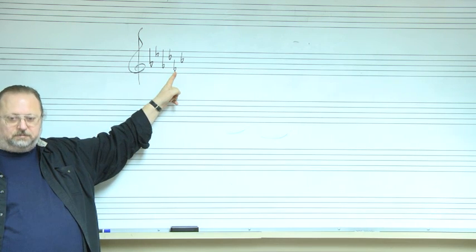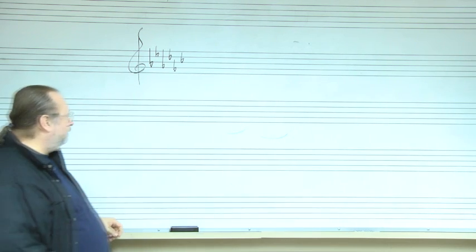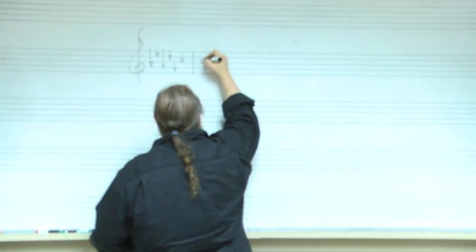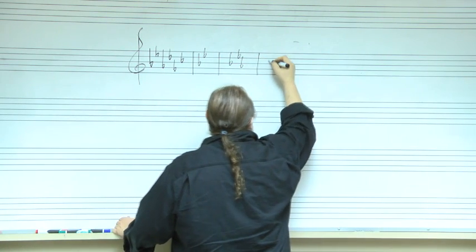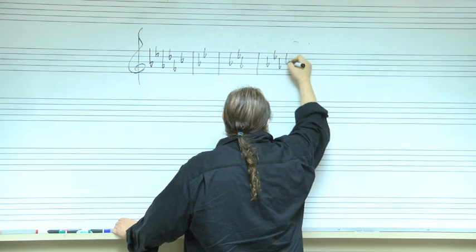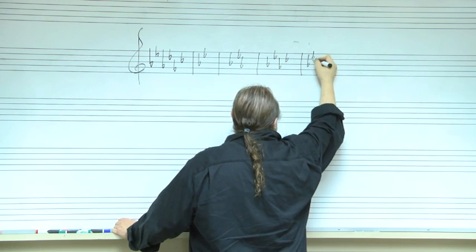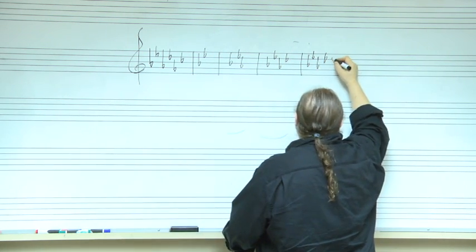Okay, so I'm gonna write some flat keys up here real quick. You tell me the key real quick. Wait, 1, 2, 3, 4, 6. 2 flats, that's B flat. 3 flats, that's E flat. 4 flats, that's A flat. E flat.